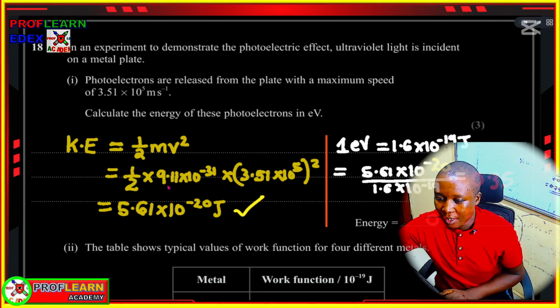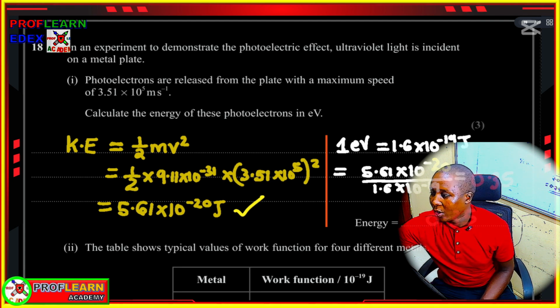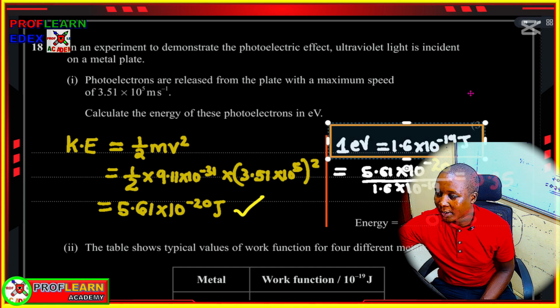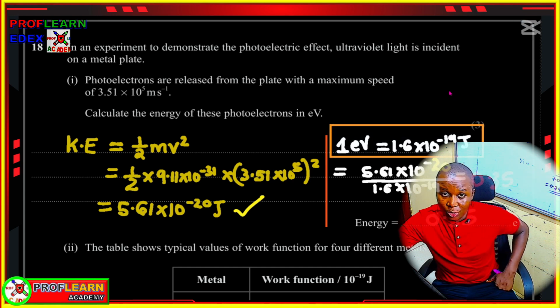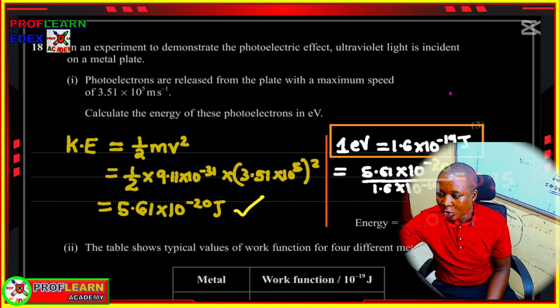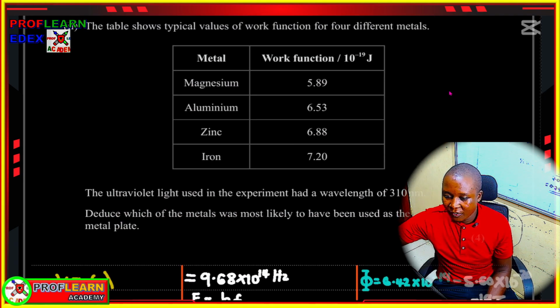Substituting the mass of an electron times the speed squared, we get 5.61 times 10 to the power -20. But we are also told that 1 electron volt is equal to 1.6 times 10 to the power -19 joules. These are constants that are usually given at the last page of your paper, so you don't have to cram them, nor Planck's constant. So working it out, you get your answer as 0.35 electron volts.